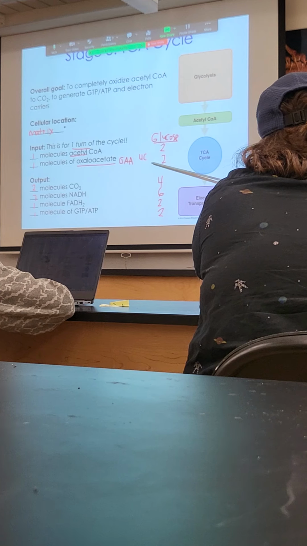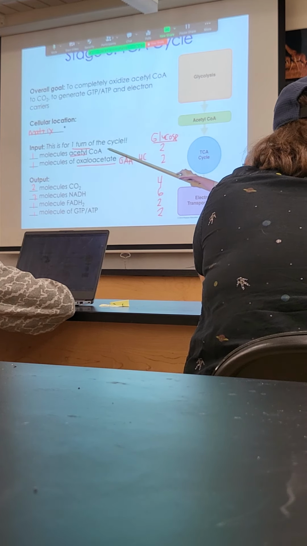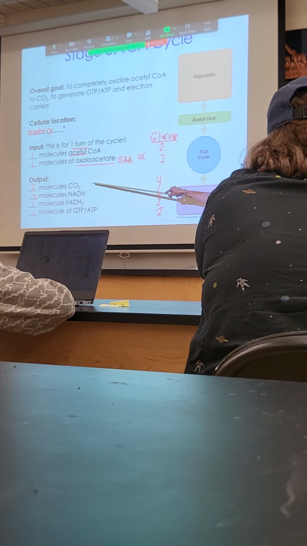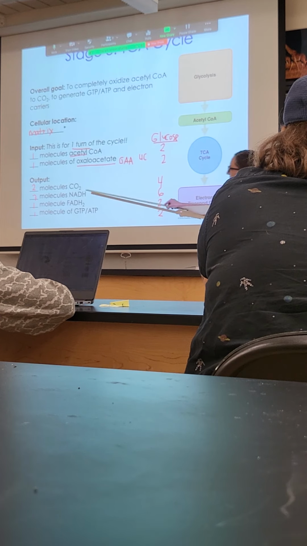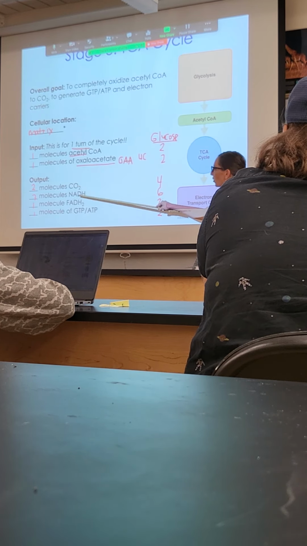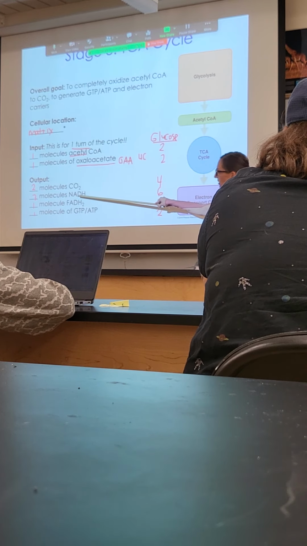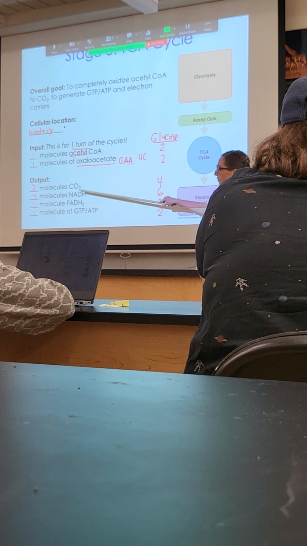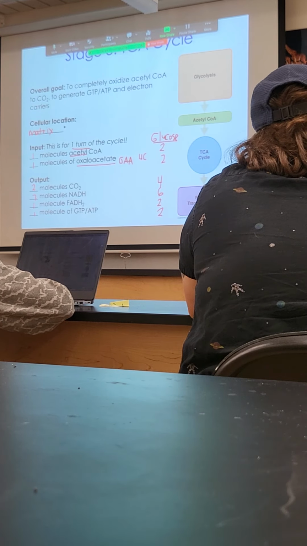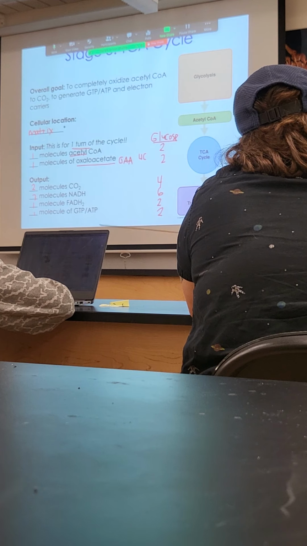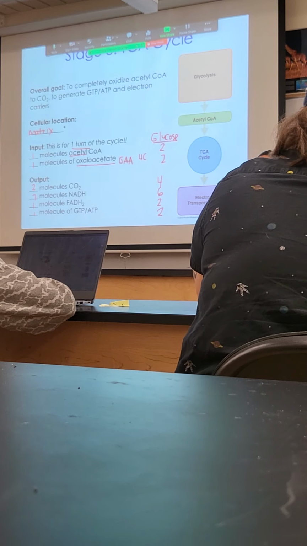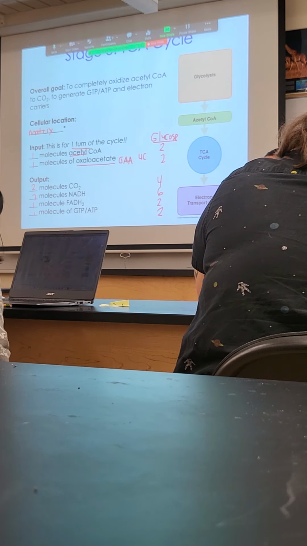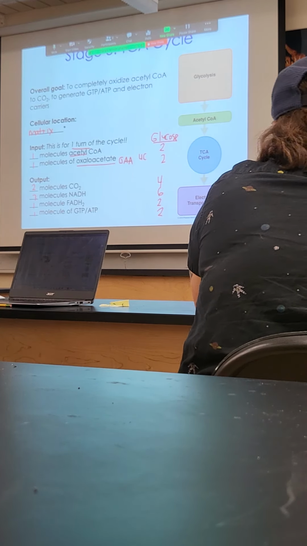So 4 carbon oxaloacetate is needed, combining with acetyl-CoA. The output, we're going to get those 2 carbons off of acetyl-CoA. So we have 2 CO2s produced. We get, for each turn of the cycle, 4 different electron carriers. 3 of them are NADHs and 1 is FADH2. So there's a total of 4 oxidation, redox reactions that are going to happen. And also we can create 1 molecule of either GTP or ATP. That's kind of cell dependent or organism dependent. But even if we make GTP, that can be converted into ATP. So that's why I put them together.